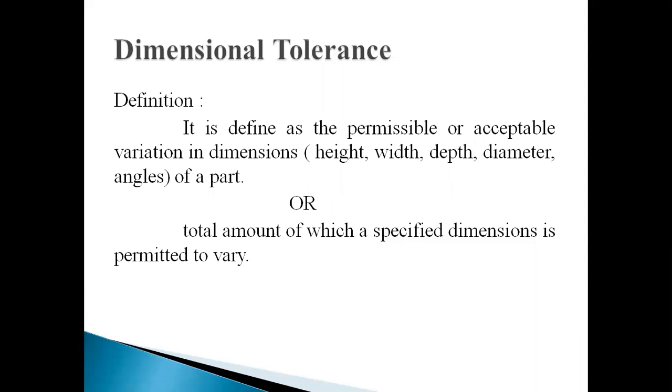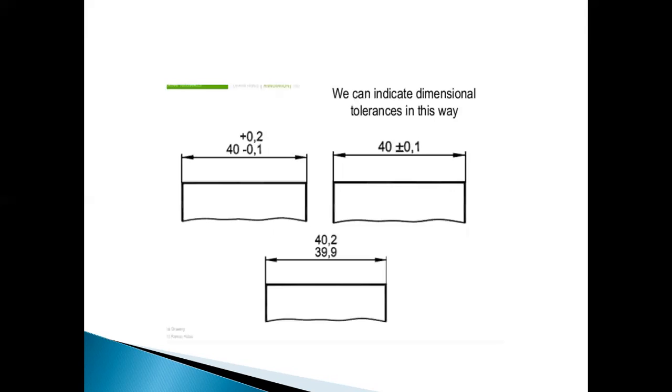Dimension tolerance definition. It is defined as the permissible or acceptable variation in dimensions such as height, width, depth, diameter, angles of a part, or the total amount by which a specific dimension is permitted to vary. It means how much variation we have to permit with a given dimension. We can indicate dimension tolerance in the below diagram.